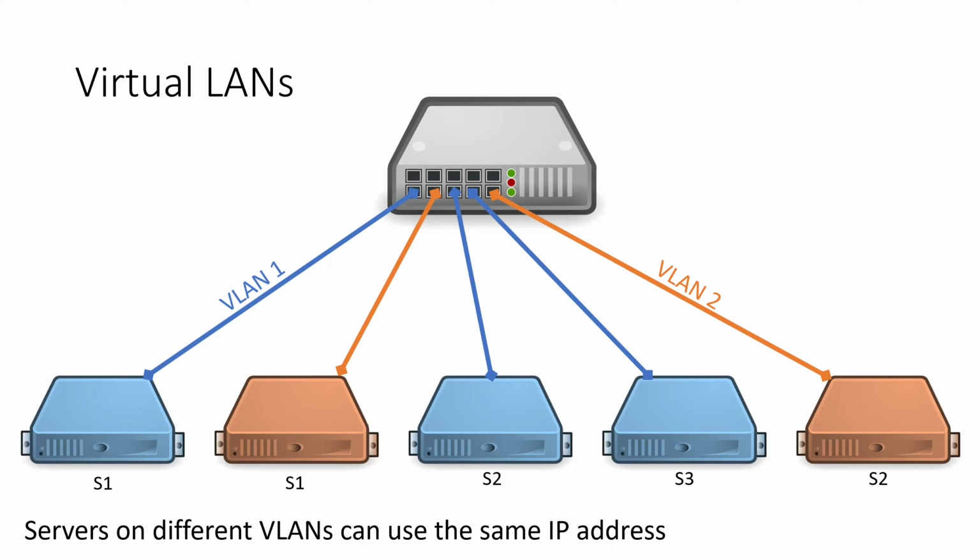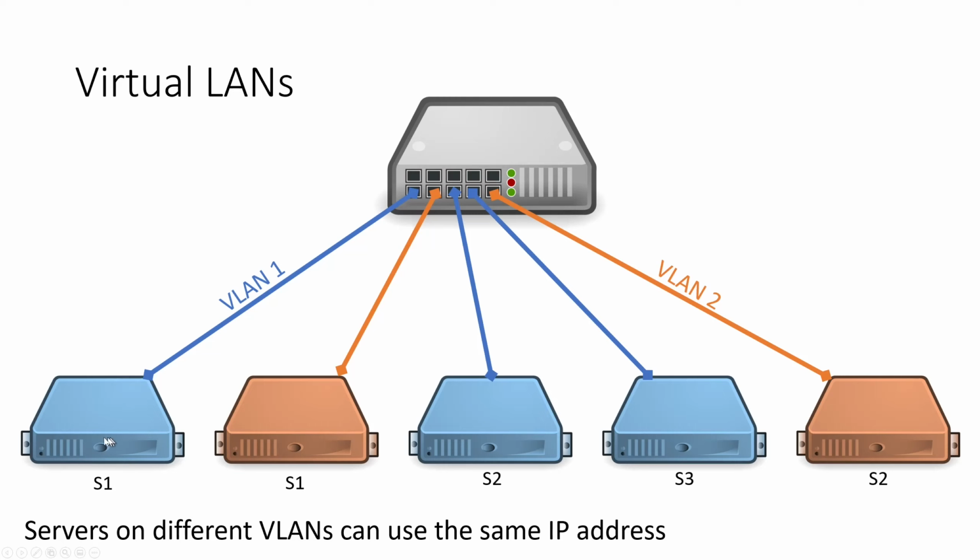So let's go over an example. Here we have a switch, and we have 5 servers connected to this switch. These 5 servers are on 2 VLANs. We have the blue VLAN, which is VLAN 1, and the red VLAN, which is VLAN 2. Here we see that the servers can have the same IP address on the different VLANs.